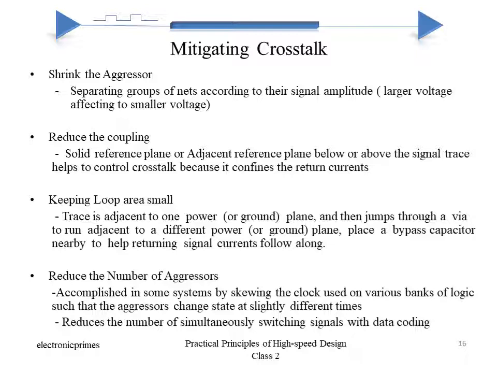The guideline is to place a bypass capacitor nearby to help retain any signal current flow. And fourth is to reduce the number of aggressors. If you have an FPGA kind of design, then it can be accommodated in some systems by skewing the clock used on various banks of logic, such that the aggressors change state at slightly different times.